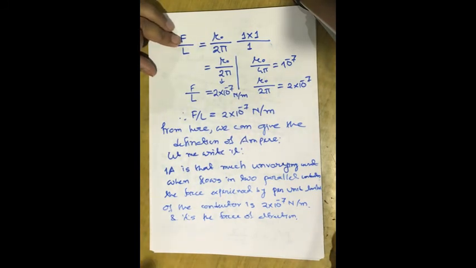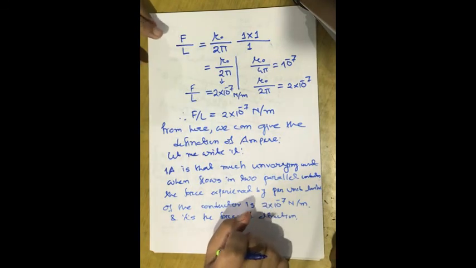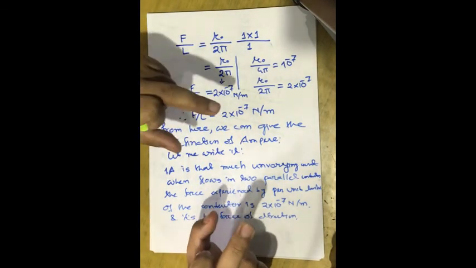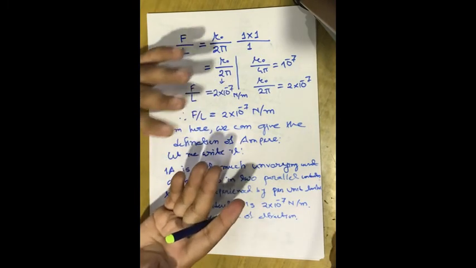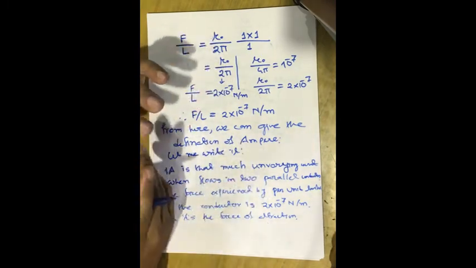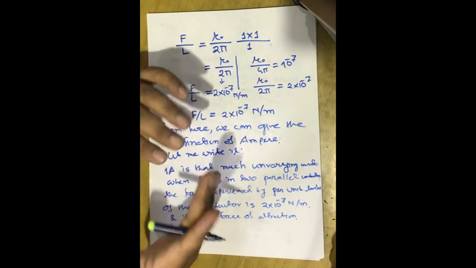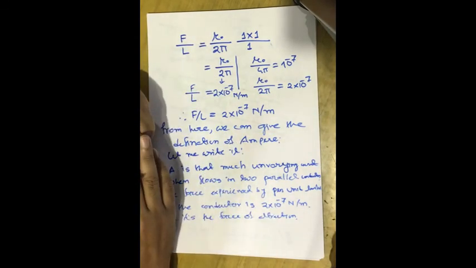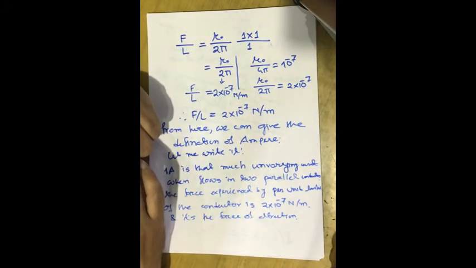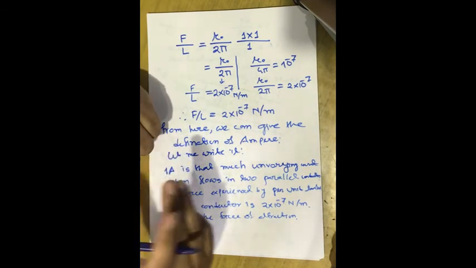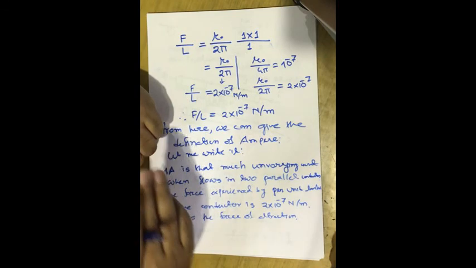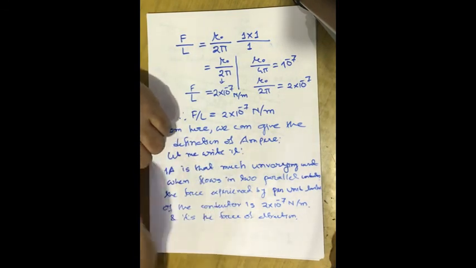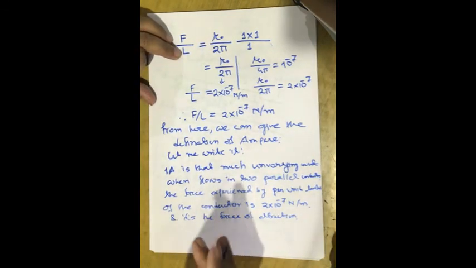So from this discussion we know that parallel currents attract each other, because we have already proved this using the F equals I into L cross B definition, and from this part we have also managed to get the definition of 1 ampere. Hope you have understood this topic, and in the next part I will discuss the magnetic field due to a current carrying ring or loop.